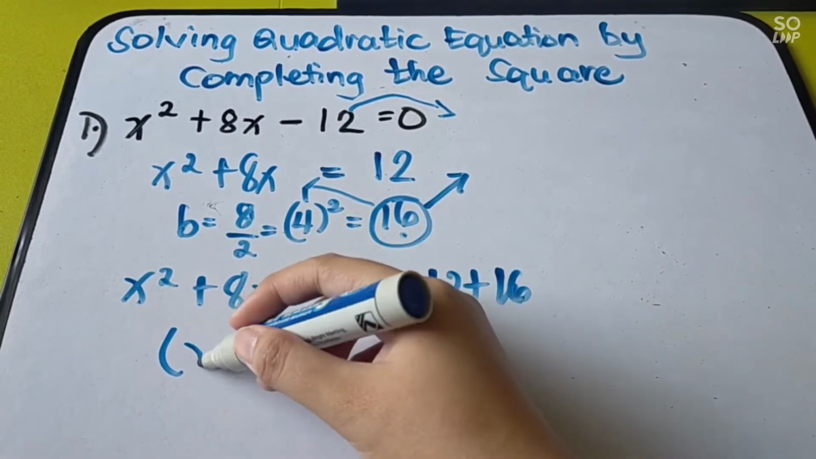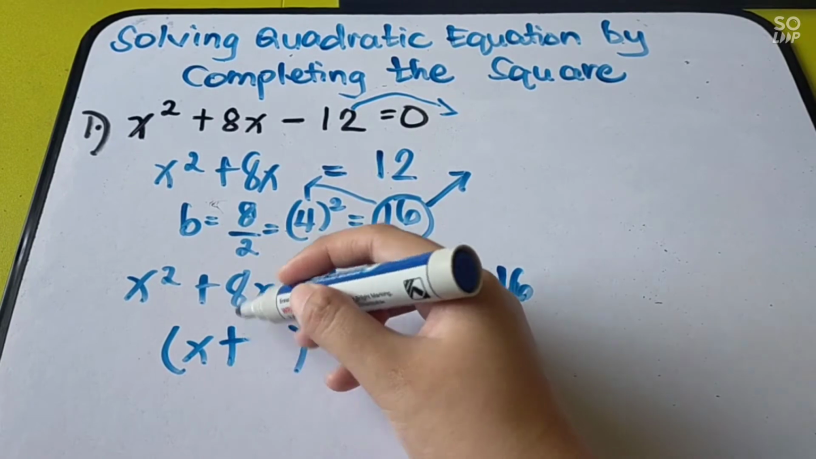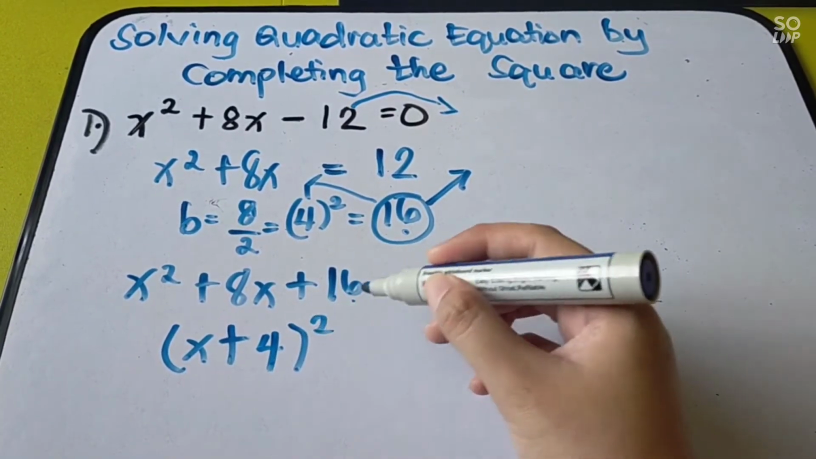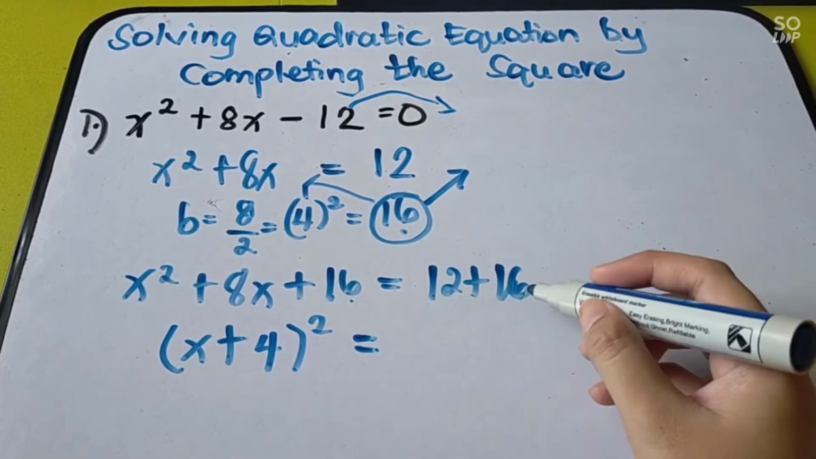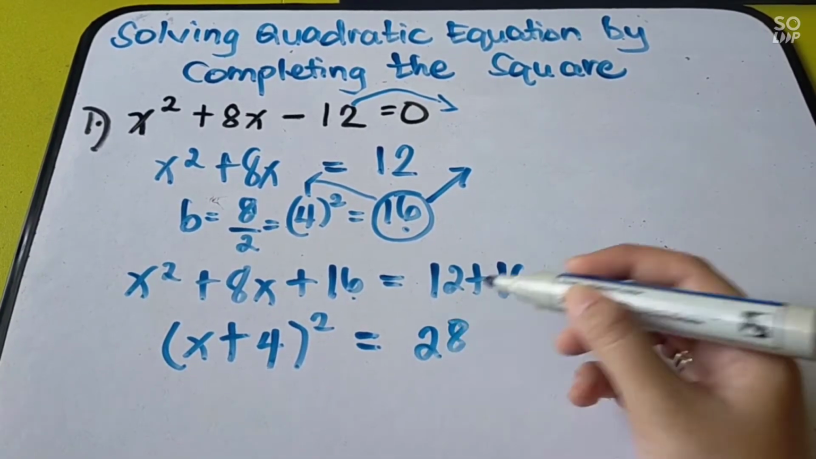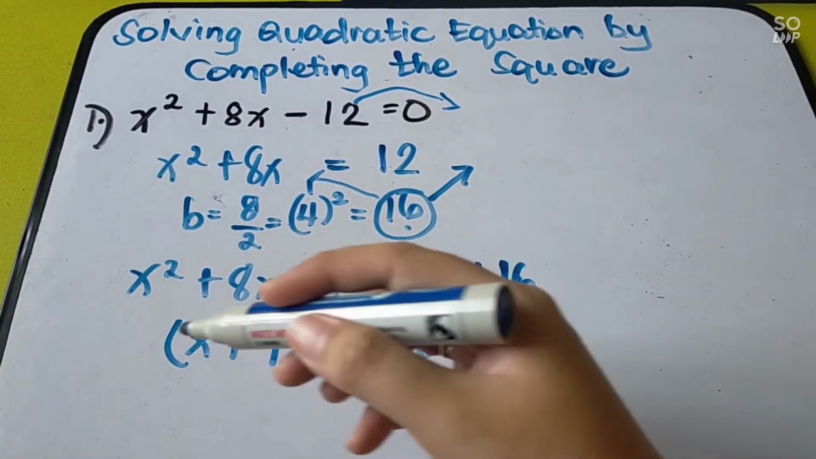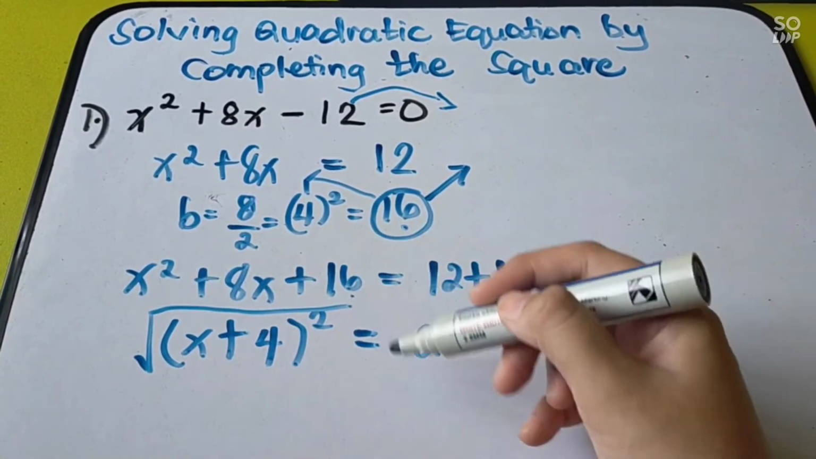So, the square root of x squared is x. Then, just copy the sign of the second term. The square root of 16, we have here 4. Then, squared. It is equal to, just add, the answer here is 28. Then, kailangan mawala si square diyan. So, anong gagawin mo? Square root both sides.